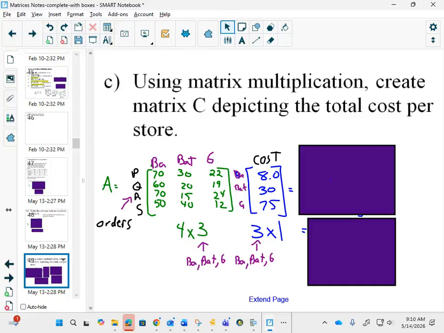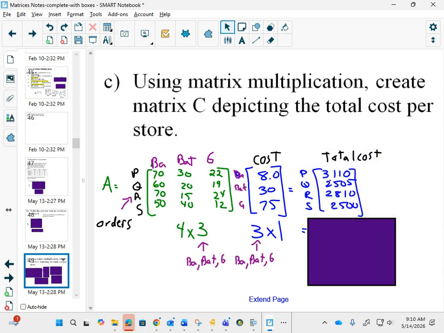If the middle didn't match, both times, you could still multiply them together and you would get an answer that means absolutely nothing. Matrices can do that. You can get answers that mean nothing. All of those numbers have no real significance whatsoever. But if they match up, your answer matrix is going to be the 4x1.